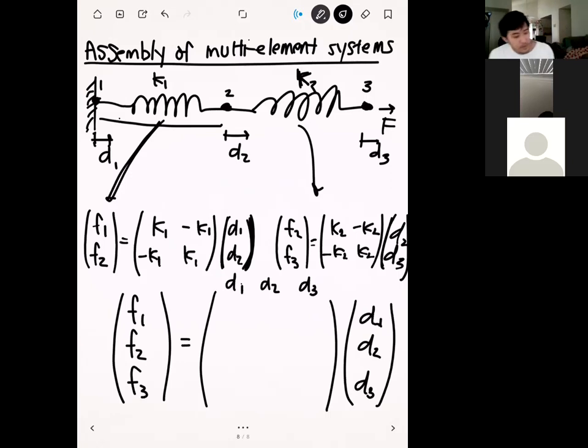I drew the column labels just to help us out with that. So we have F1, F2, F3 equal to our 3x3 global stiffness matrix, multiplied by D1, D2, and D3. Now let's go through the process of adding the elemental contributions. We have two element stiffness matrices here: the element stiffness matrix from element 1, and the element stiffness matrix from element 2. Let's start adding these in.